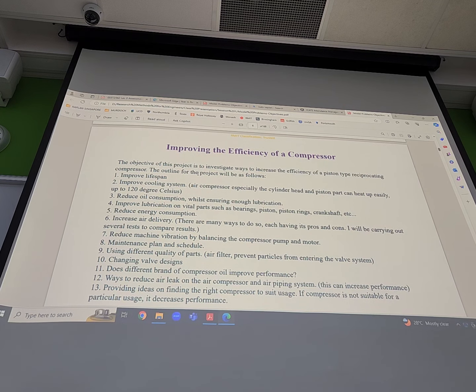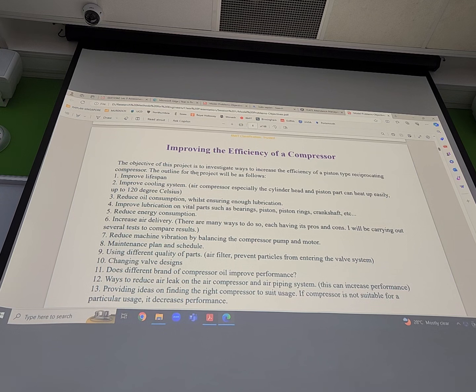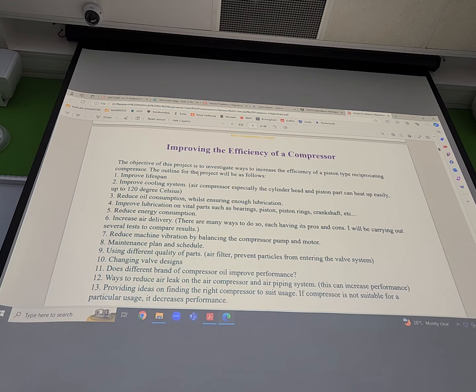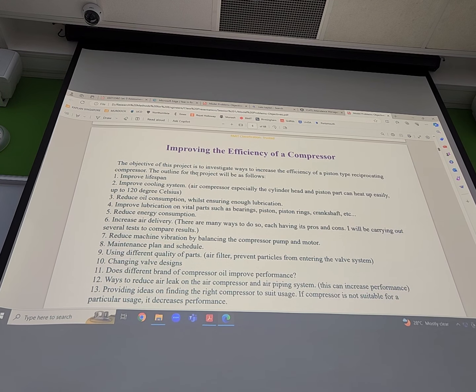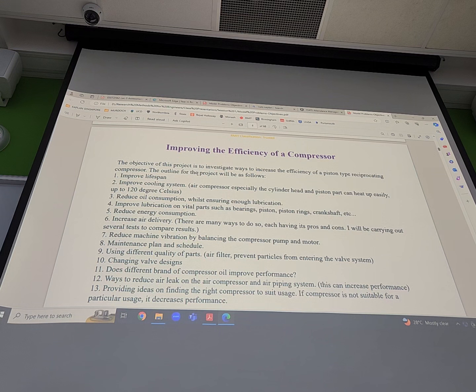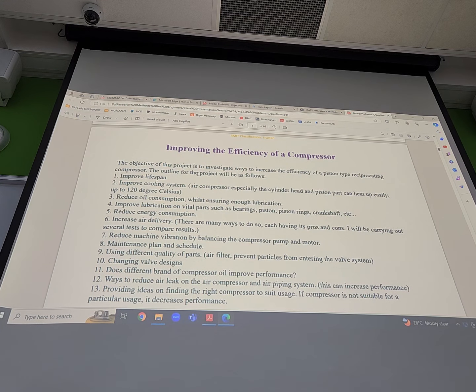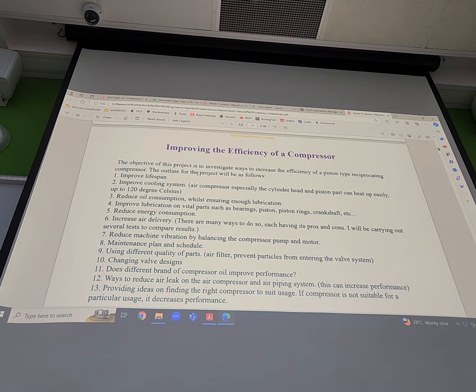Engineering terms. Improve cooling system: the cylinder head and piston of an air compressor can heat up easily to 120 degrees Celsius. So for improve cooling system you need to define it, let us say, by reducing from the current value by 5 degrees Celsius. You need to quantify how much temperature you want to decrease. Reduce oil consumption: no quantification. Reduce means again a vague objective.